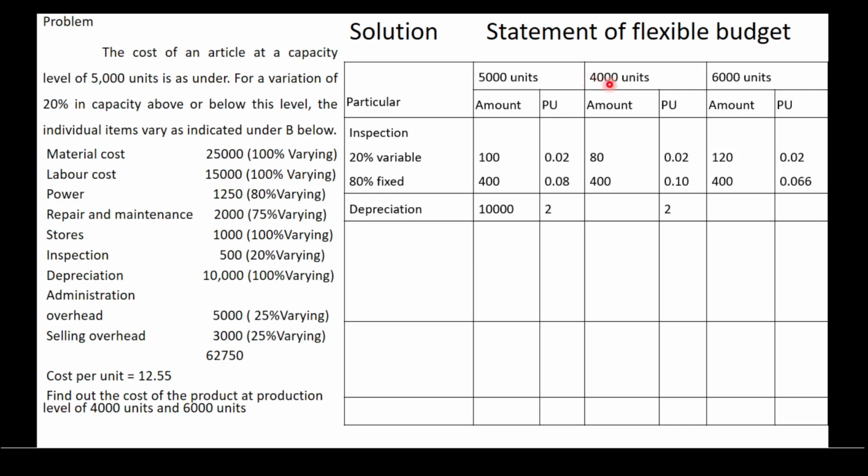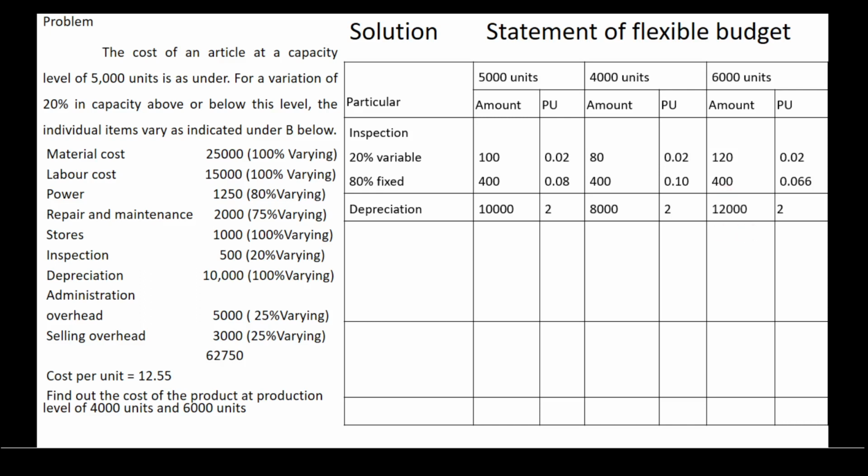So in the 4000 units also the cost per unit is rupees 2. So this 2 rupees is multiplied with the 4000 units. So now that amount is rupees 8000. And the next, that is for the 6000 units, here the cost per unit is also rupees 2 and the amount is calculated as rupees 2 into 6000 units. So now the amount is rupees 12,000.